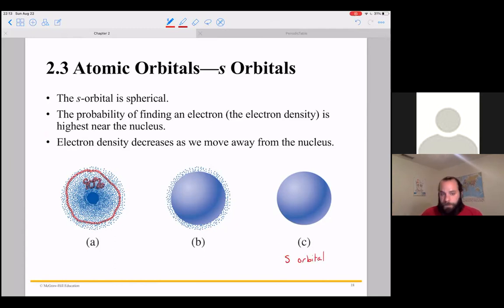Okay, S for sphere. S orbital is spherically shaped. All right, and again, what does that orbital mean? It's a cage. The electron is somewhere within that cage. So again, now we're going to learn that there are different shapes of these orbitals. First one is an S, that's the simplest.